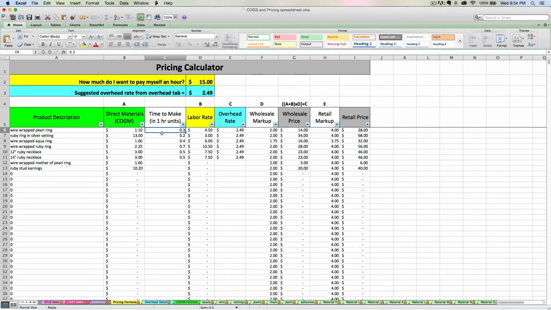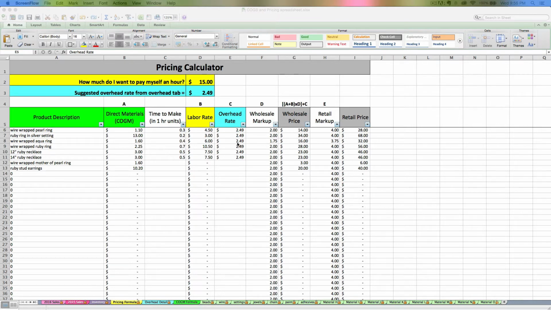So when you make a finished good, you'll want to enter the time it took you to make that item in 1 hour units. So this column B right here, this yellow labor rate column, is simply going to be the time it took to make it multiplied by your hourly rate. So 0.3 times 15 means that I should pay myself $4.50 in labor for making my wire wrapped pearl ring. And this is just one other input item that needs to go into my pricing formula.